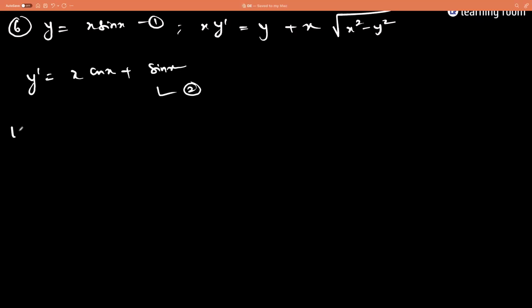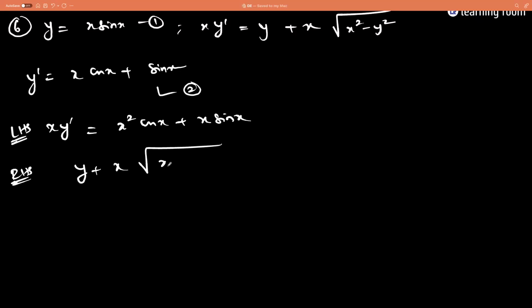Now I'll take LHS separately. So if I take LHS, then I'll have x into y dash. x into y dash is going to be equal to x square cos x plus x sin x. If I take RHS separately, then it will be y plus x root of x square minus y square. y is how much? x sin x plus x into root of x square minus y square is x square sin square x. Correct?